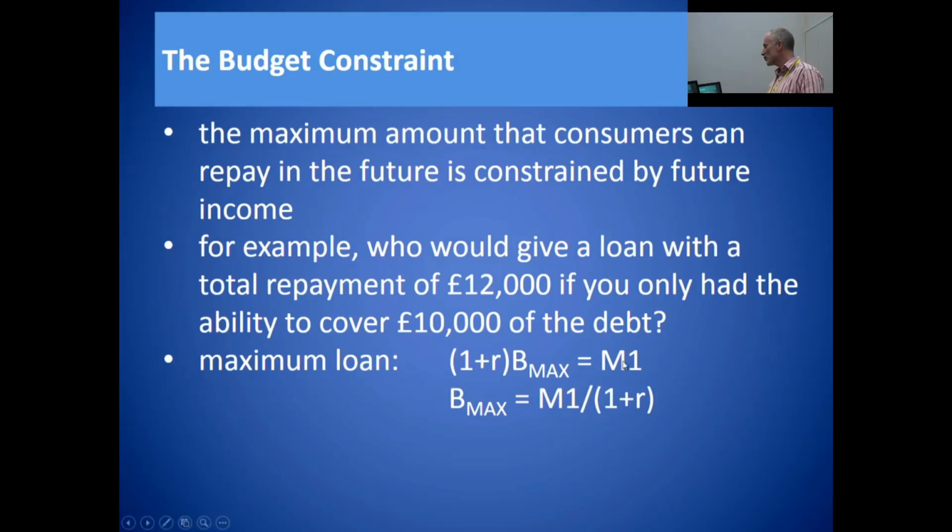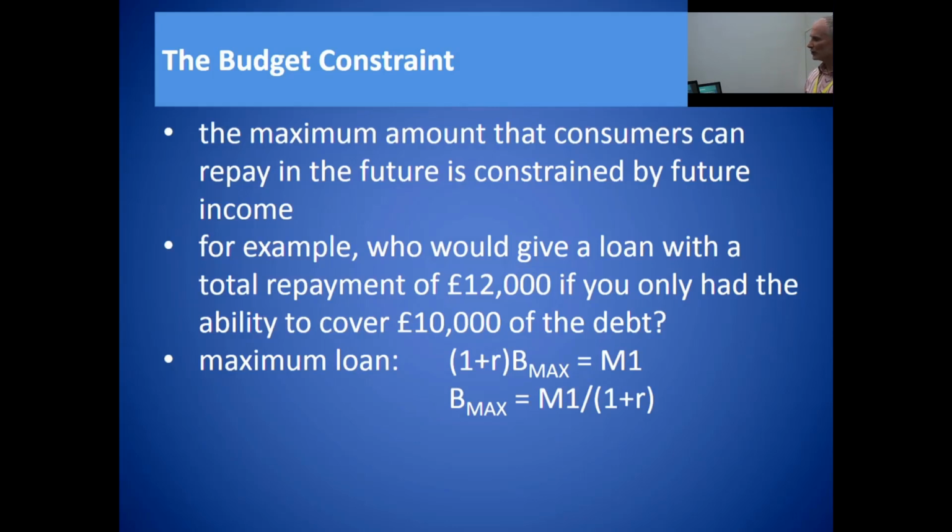And if we just rearrange this expression here ever so slightly to this, that is the maximum loan that anybody could take out. It's your future income, M1, divided by 1 plus the rate of interest. That's the maximum loan you could possibly afford.